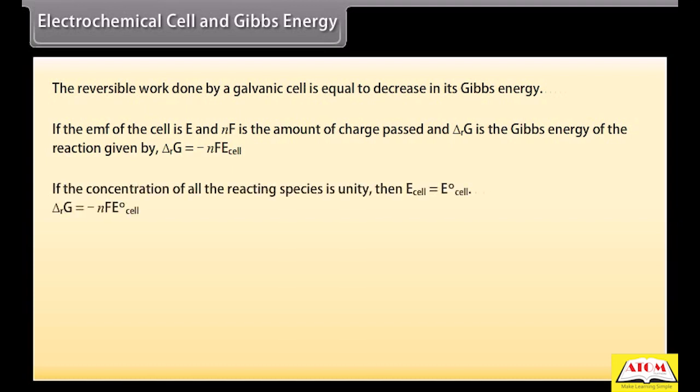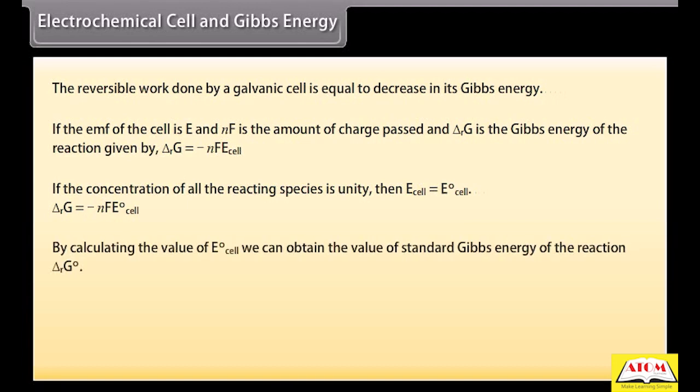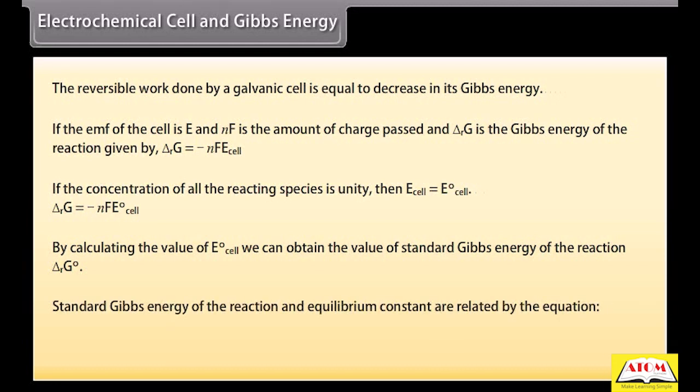If the concentration of all the reacting species is unity, then E cell is equal to E naught cell. ΔrG is equal to minus nF E naught cell. By calculating the value of E naught cell, we can obtain the value of the standard Gibbs energy of the reaction, ΔrG naught. The standard Gibbs energy of the reaction and the equilibrium constant are related by the equation ΔrG naught is equal to minus RT natural log K.